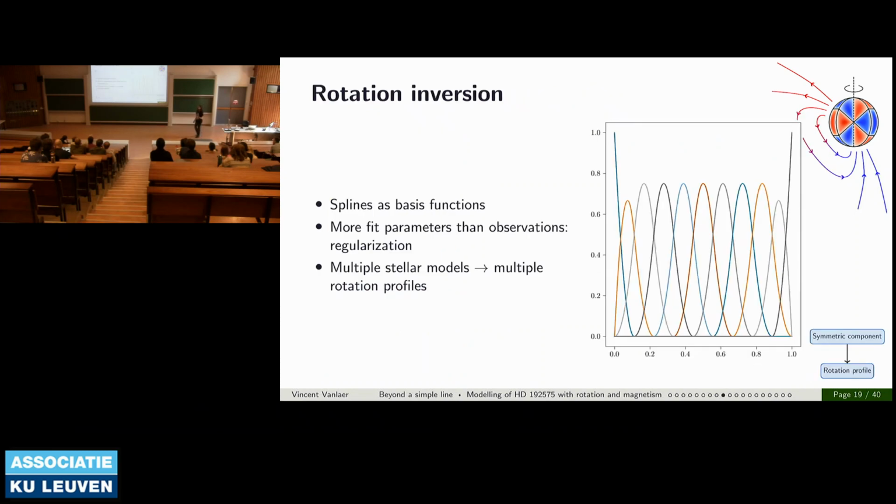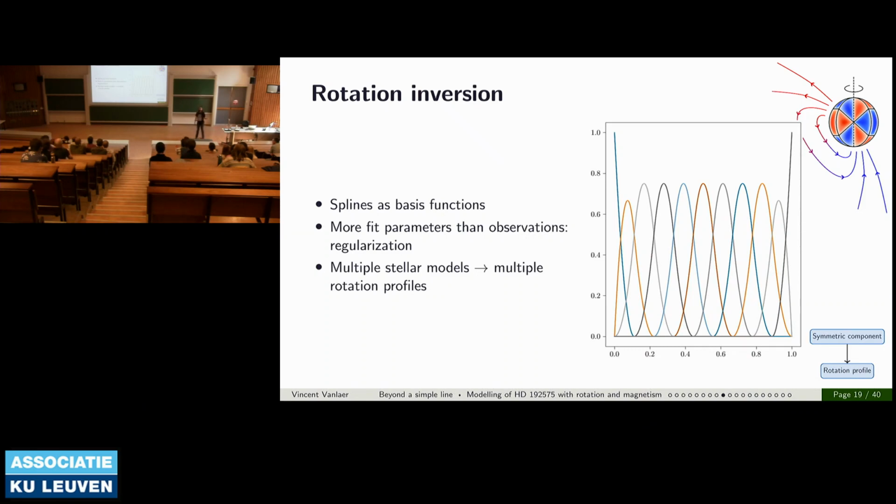The first step is therefore to do a rotation inversion. What we do is parameterize our rotation profile as a linear combination of these functions. These are splines, and you can see they're already quite smooth, which is quite useful if we want to do calculations later with them. However, you can see there's quite a lot of functions. There's 10 to 12 here. I don't know the exact number by heart. But that's definitely more fit parameters than observations, because you saw we only had these 5 oscillation modes identified. And so we only have 5 symmetric splittings. I have many more functions here.